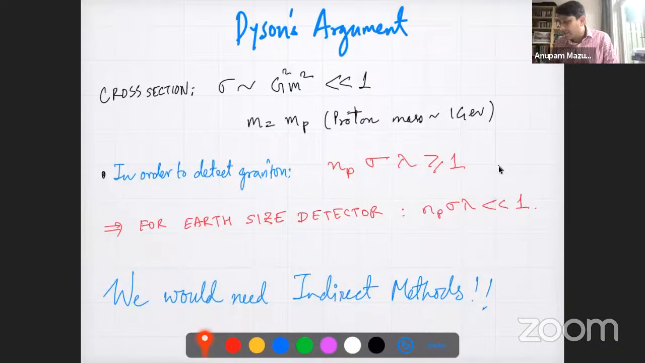And it turns out that even for an Earth-sized detector, if you take Earth's radius, and let's say the Earth is filled with just protons, and you know the cross section, you find that it's very hard to reach order 1. You have to go for an even bigger detector, something like Jupiter or something of that size. But with Jupiter, you also have to have a very large density. So we would need some indirect methods.